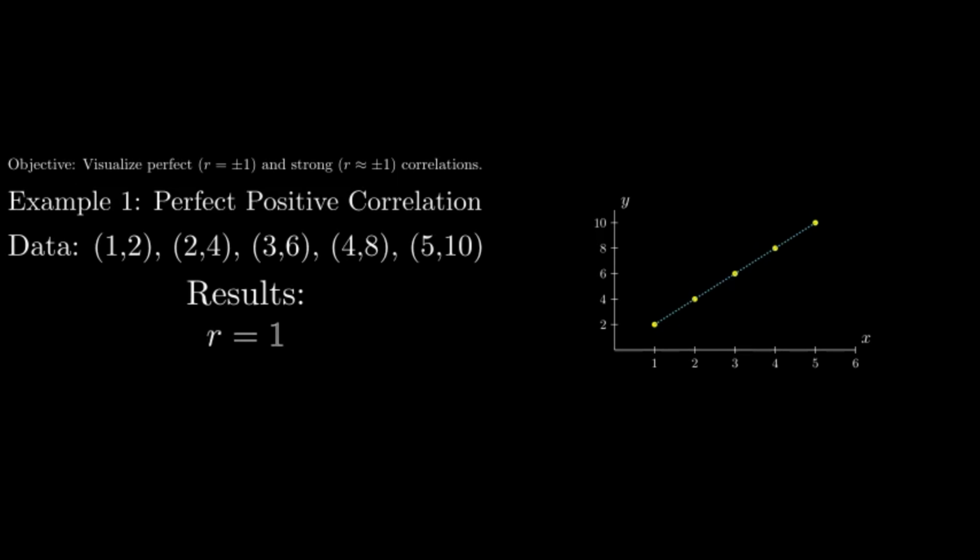For this data, the correlation coefficient R is exactly 1. This signifies a perfect positive linear relationship. The regression line is y equals 2x, and every single data point lies on this line.